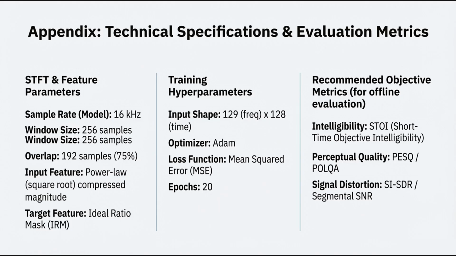Finally, these are key technical settings and evaluation ideas: STFT parameters, training hyperparameters, and recommended objective metrics such as STOI for intelligibility and PESQ for perceptual quality, along with distortion measures like SI-SDR and segmental SNR.